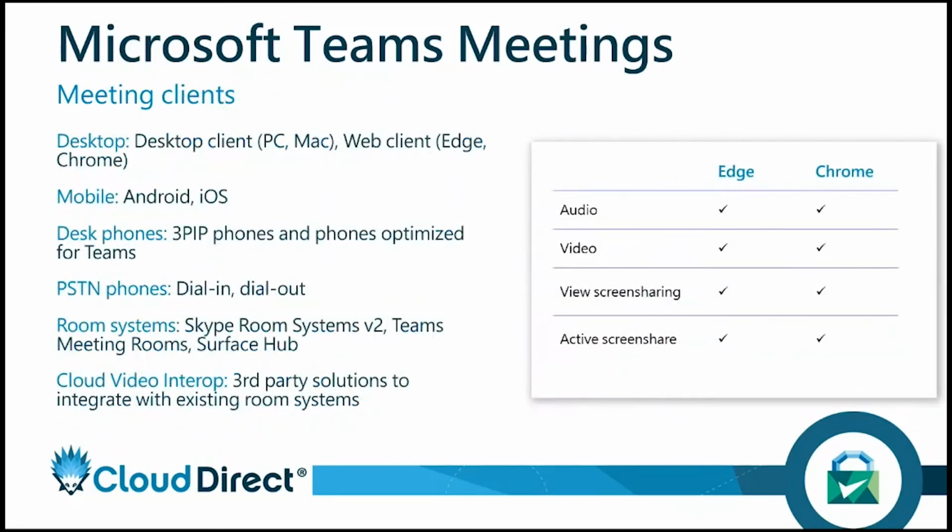From a meetings client point of view, you're able to join from the desktop client, so that's PC or Mac, web clients, and the mobile apps on Android and iOS. You're also able to join from certified phones, whether that's Skype or Teams certified. If you have the audio conferencing license for dial-in, you're able to dial users in and out of a conference as well, just for audio services. And there's also a range of room systems, whether that's Skype room systems, and they have to be at version 2, Teams meeting room devices, or Microsoft Surface Hubs.